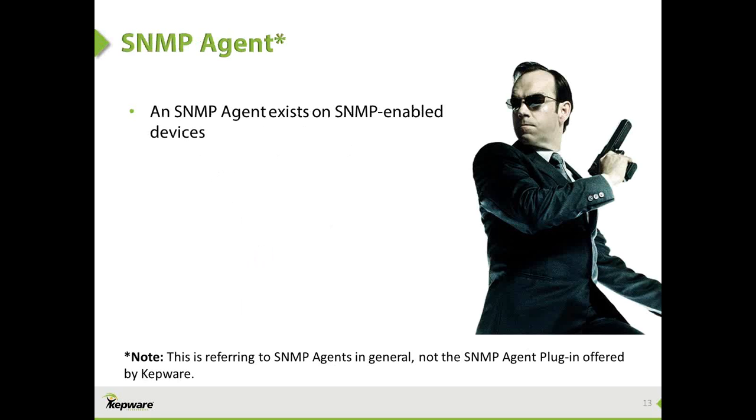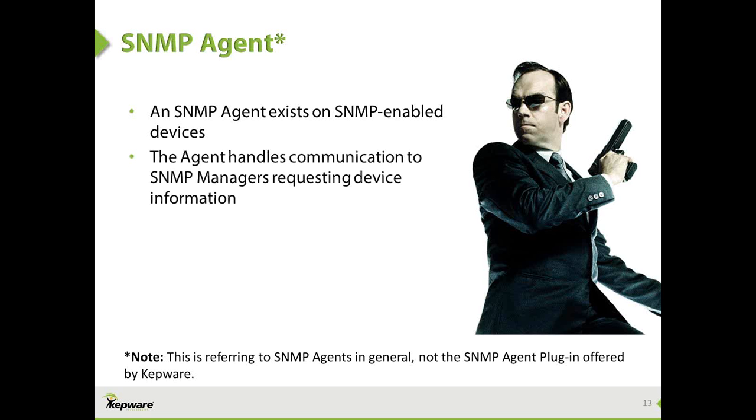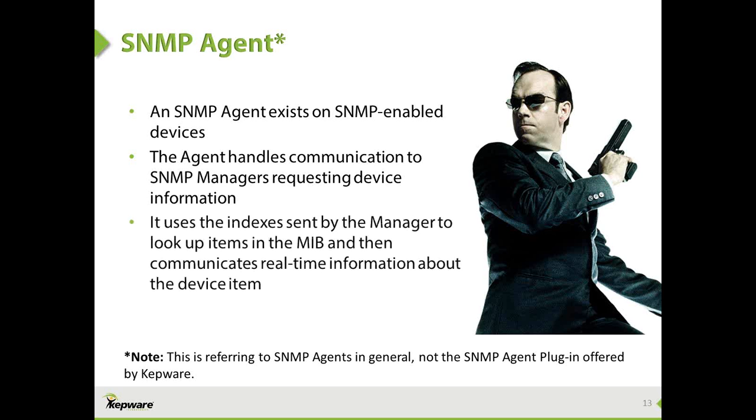Okay, now SNMP agents. As the name agent implies, they're all about passing information and handling communication. So an SNMP agent is going to exist on an SNMP-enabled device. The agent handles communication between the device and the managers. It uses the index sent by the manager, these long strings of numbers, like 12.1.2, to look up items in the MIB. It does a lookup and then communicates real-time information about the device item.